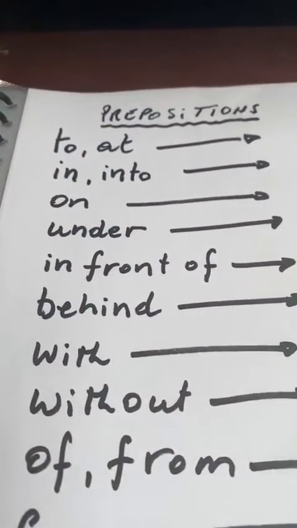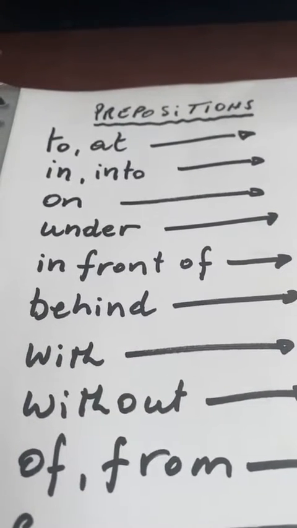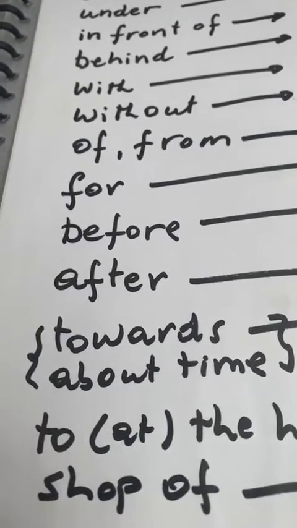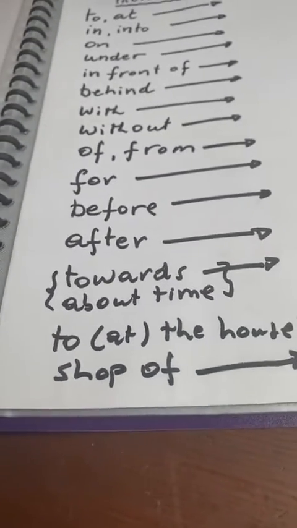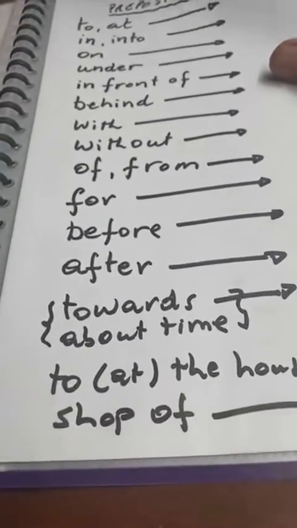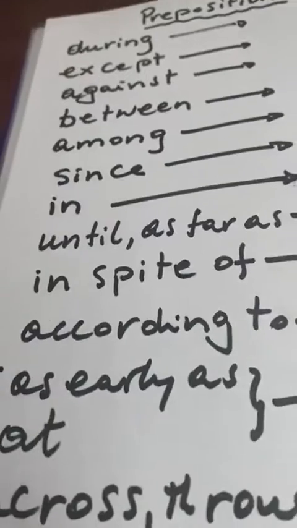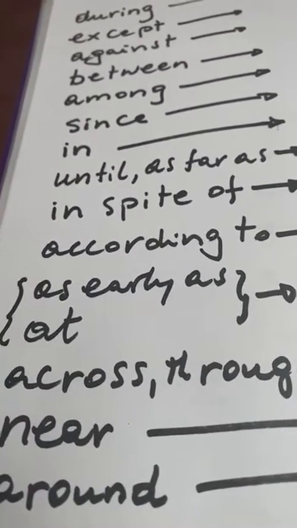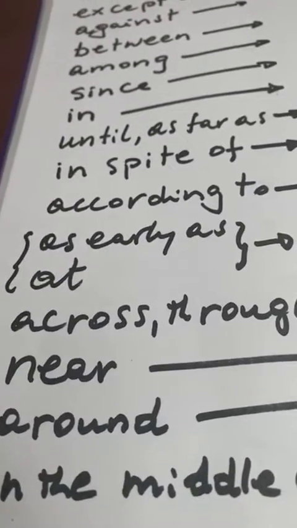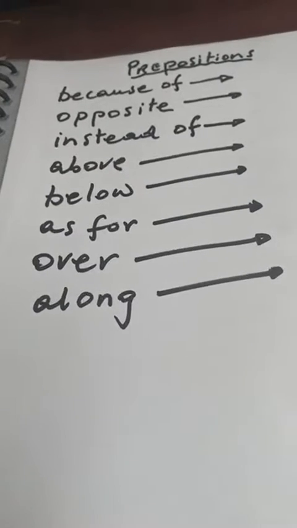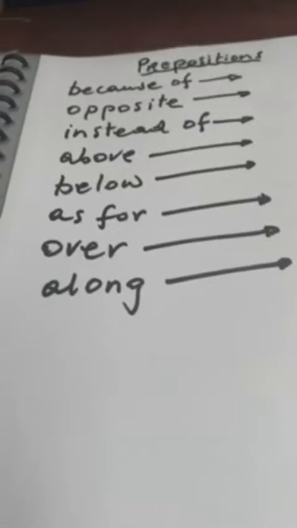The prepositions are to or at, in or into, on, under, in front of, behind, with, without, of, from, for, before, after, towards, about time, to, at the house, shop of, shop off. These are the prepositions. The more prepositions: during, except, against, between, among, since, in, until, as far as, in spite of, according to, as early as, at, across, through, near, around, in the middle of, because of, opposite, instead of, above, below, as for, over, along. That's a pretty exhaustive list of the prepositions in English.